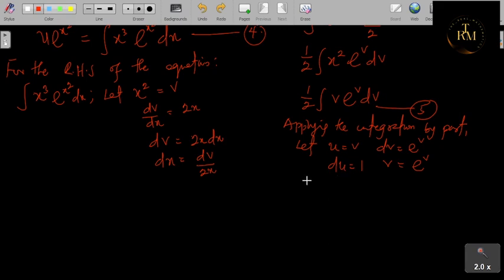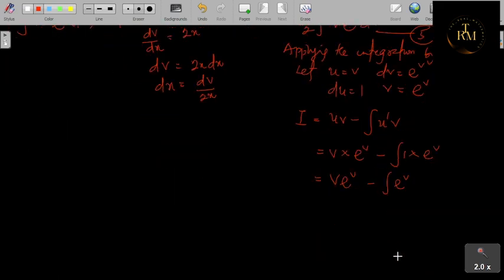So what I'm going to do now is to apply the formula for integration by parts, which says that the integral is uv minus the integral of the derivative of u times v. So my u is v, my v is exponential of v, minus the integral of the derivative, which is 1 for u, times my v, which is exponential v. So I have v exponential v minus the integral of exponential v.